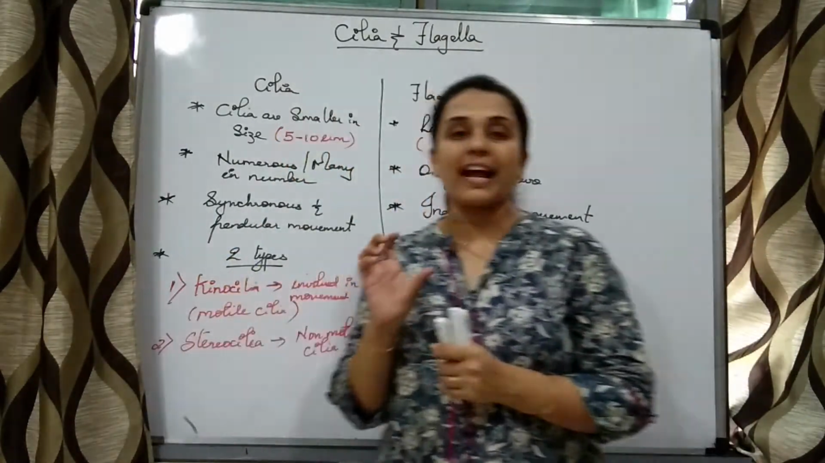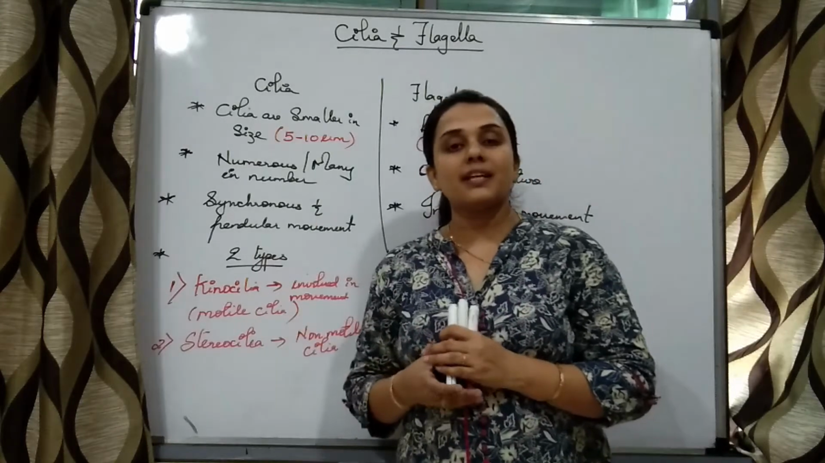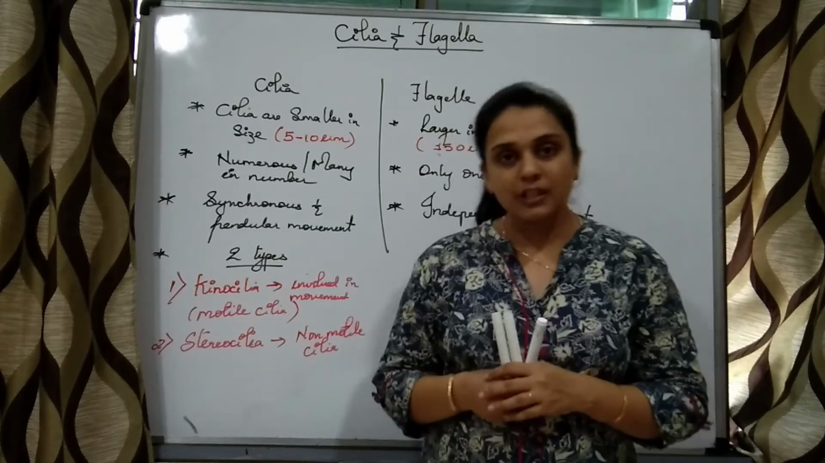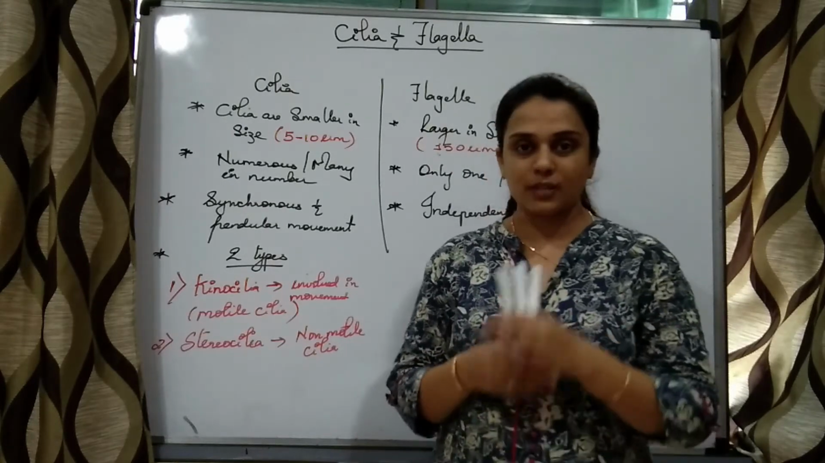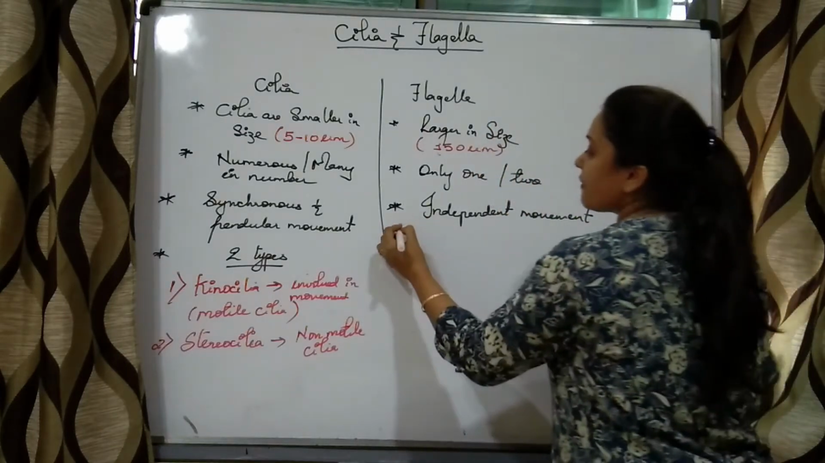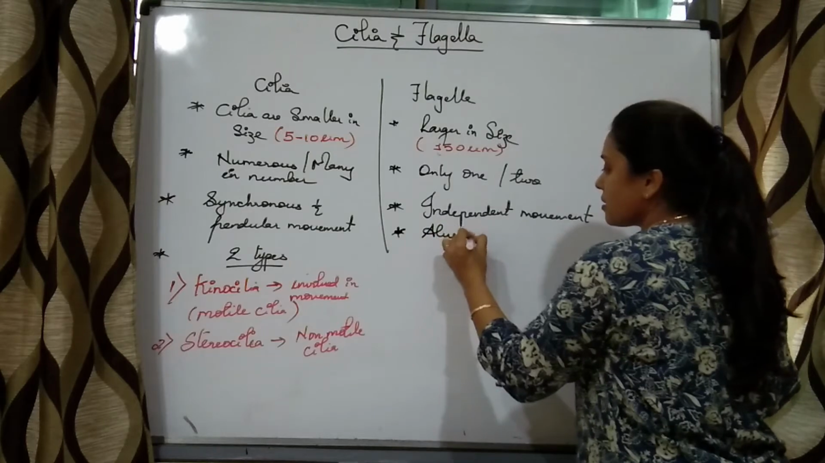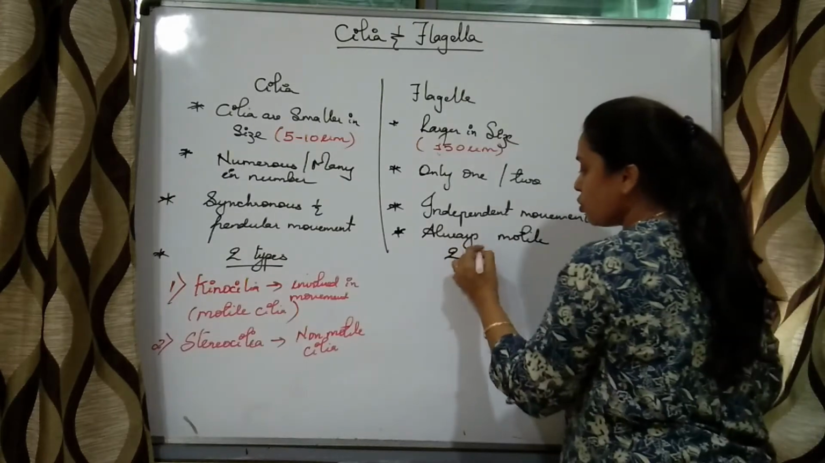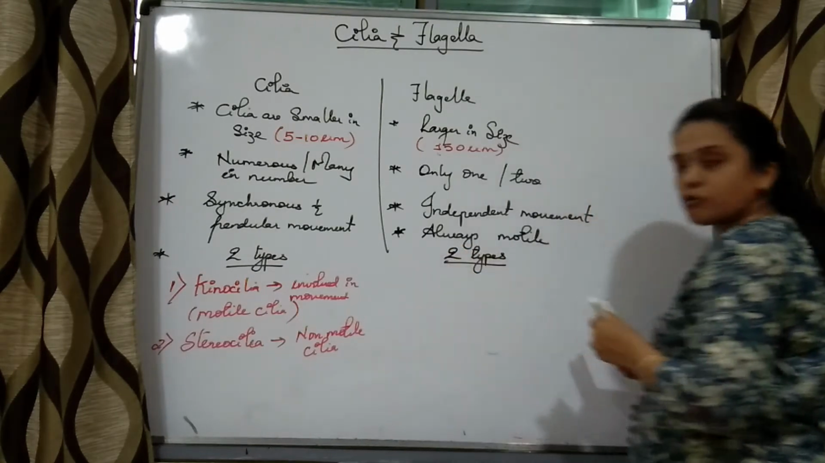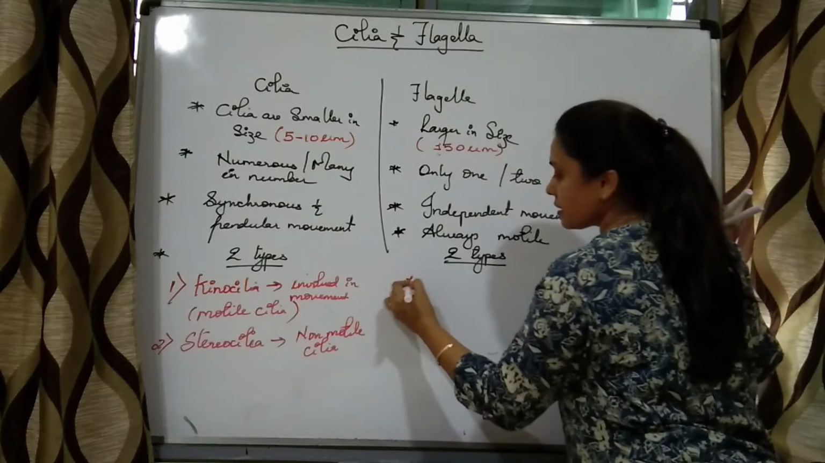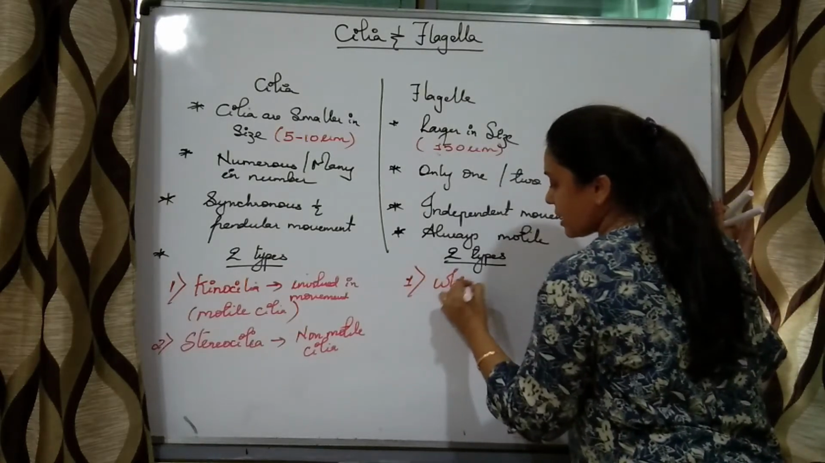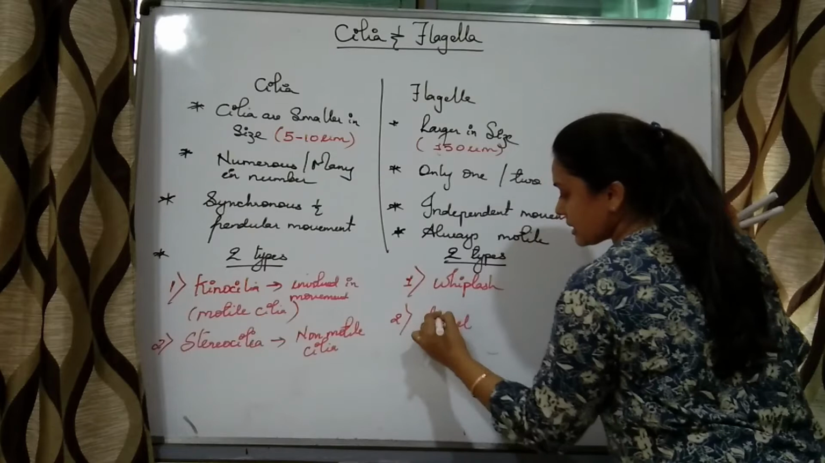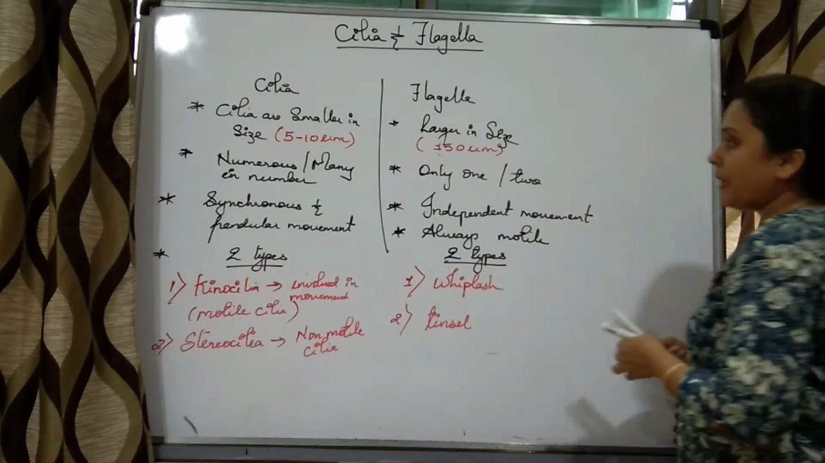The word kino is for kinetic movements. So the kinocilia are the type of cilia which will move, whereas stereocilia are also cilia, but those are non-motile, static cilia. Flagella is always motile, and there are two types of flagella also: whiplash type of flagella, and second is tinsel type of flagella.